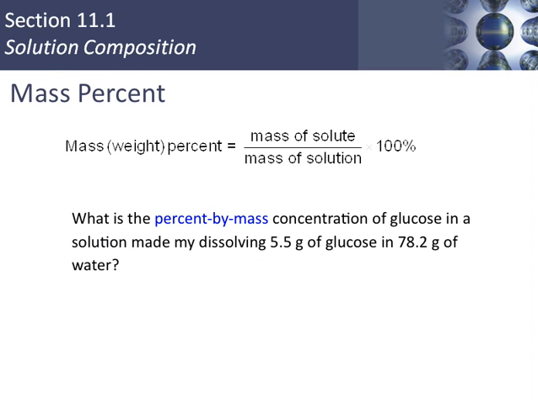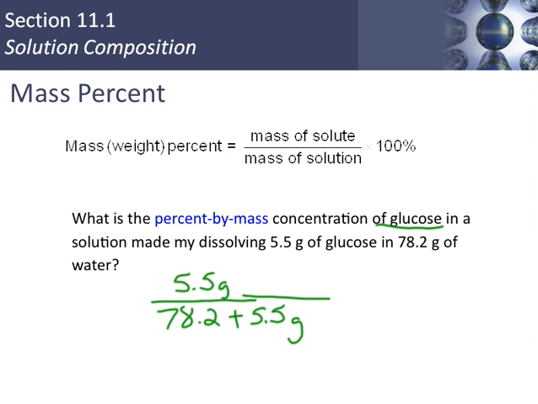Whoa, come back. Mass percent. Mass percent is the mass over the mass. This is actually the easiest one because you don't have to flip and convert to moles. But if we want mass percent of glucose, we want the actual grams of glucose over what? Total grams. So I'm going to have 5.5 grams divided by 78.2 plus 5.5. And then my grams cancel.